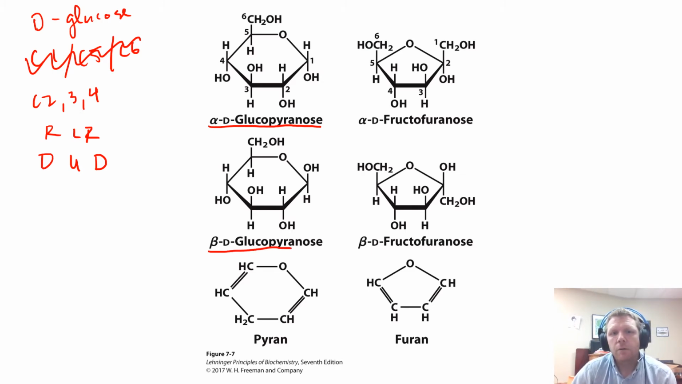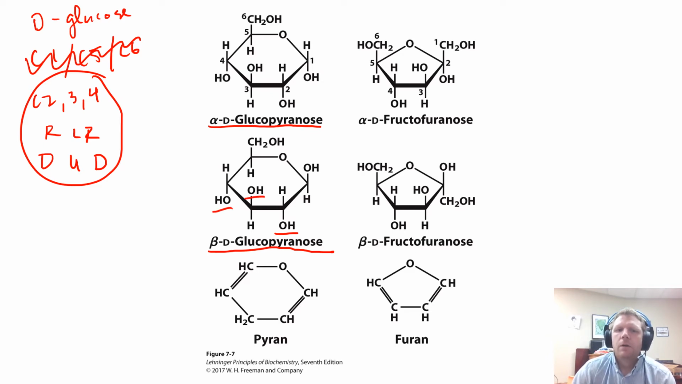Beta D-glucopyranose. Now let's again look at carbons 2, 3, and 4. RLR becomes DUD. Down, up, down. Okay, now that indicates that we're still talking about glucose, but what we want to recognize as our difference here is carbon number 1 for an alpha D sugar versus carbon number 1 for a beta D-glucopyranose.